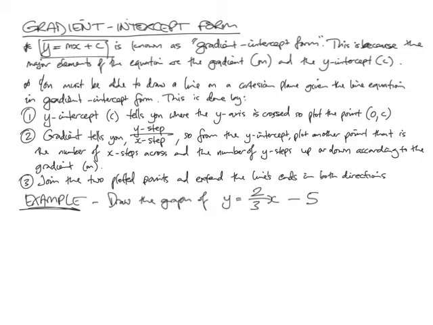Number 2, the gradient is telling you the difference between the y-coordinate of the second point of a line and the first point of the line, divided by the difference between the x-coordinate of the second point on the line minus the first point. So really, it's telling you the step that's been taken in the y direction divided by the step that's been taken in the x direction. So from the y-intercept that you plotted in 1, make another point that is the correct number of x steps across, going left to right, and the correct number of y steps going up or down, according to the gradient.